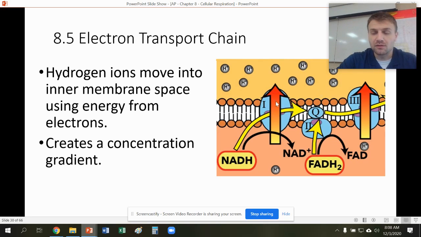And specifically, if you remember this inner membrane space, there's not a lot of room here. It's just the outer portion of the mitochondria. Again, we're reducing the surface area to make it easier for us to create that concentration gradient.